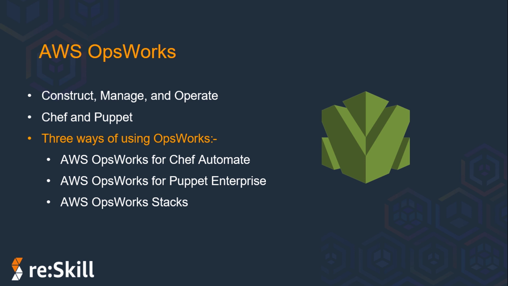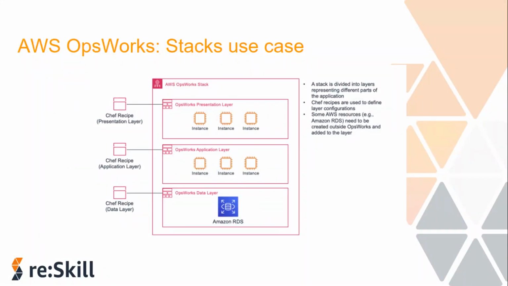So let me show you a use case for each one of them. Here is the use case for OpsWorks Stacks. This is a typical use case for OpsWorks Stacks, as it is used to create and manage a 3-tier web application. It is divided into 3 layers which are representing 3 different parts of the application: application layer, presentation layer, and the data layer. Chef recipes are used to define the layer configurations for each layer, and some resources need to be created outside OpsWorks and added to the layer, for example RDS.